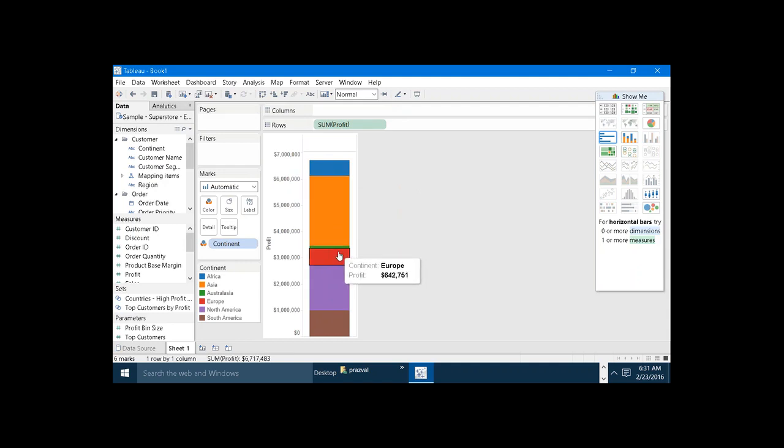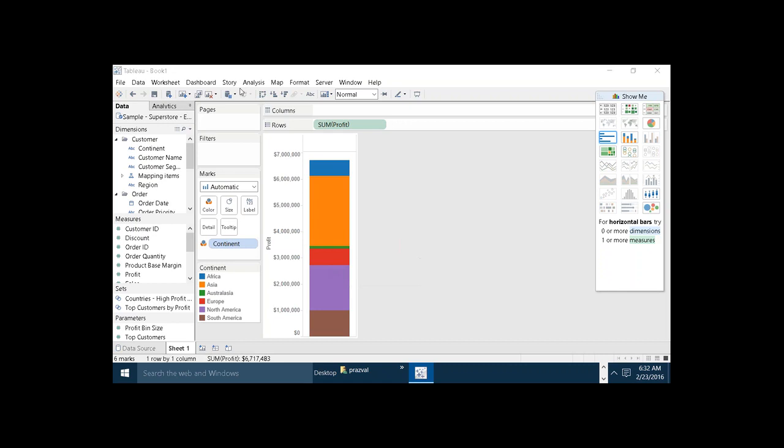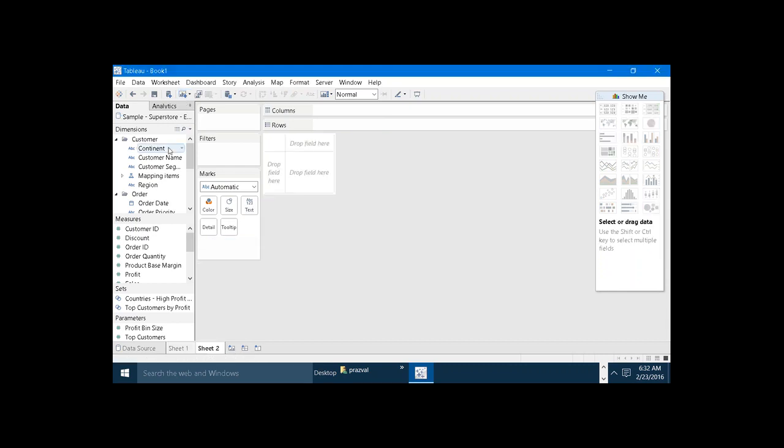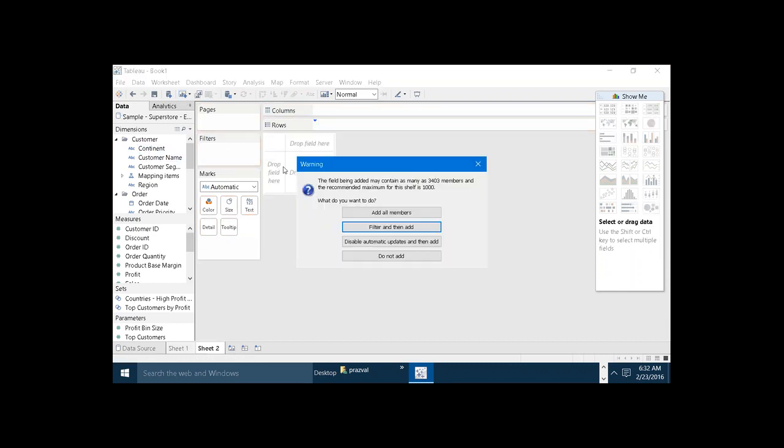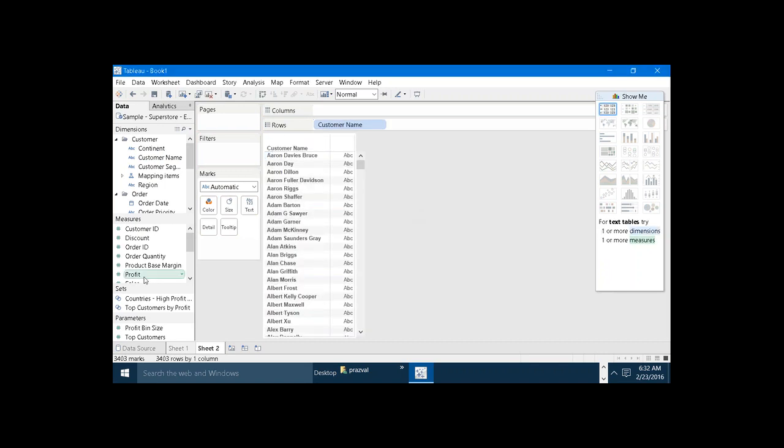But the stacked bar is not recommended if you have more number of values. So let me create a new sheet. Now I'm taking customer name. So now here I have a total of 3,403 customers. I'm taking profit.